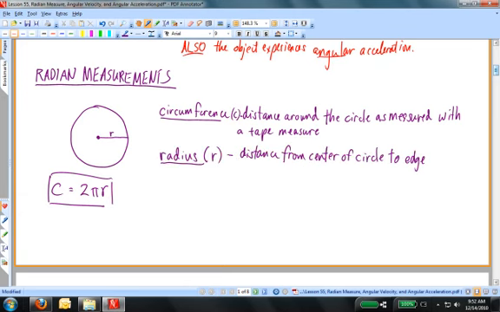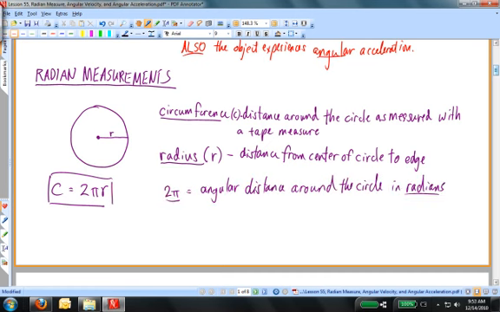Now what about this 2 pi business? Well, what I would suggest to you is that 2 pi is the angular distance around the circle in radians. So that in this formula, what we have is something that relates the arc length of the circle, that's what we call the circumference, the radius of the circle, that's what we call r, and the angle that is made around that circle, which is the 2 pi.